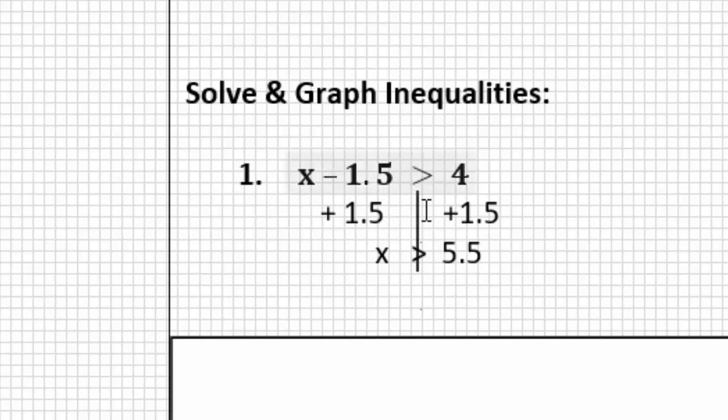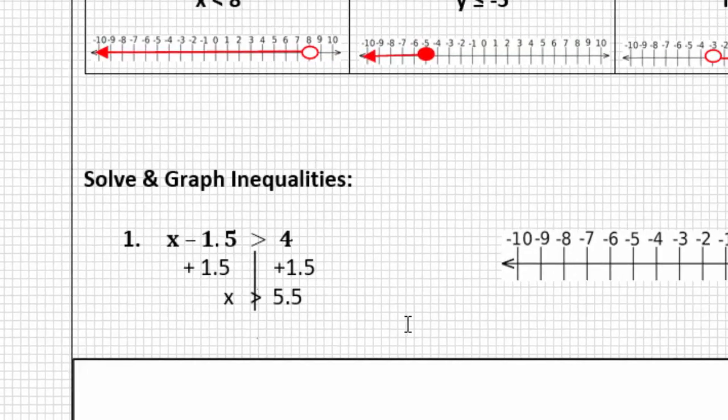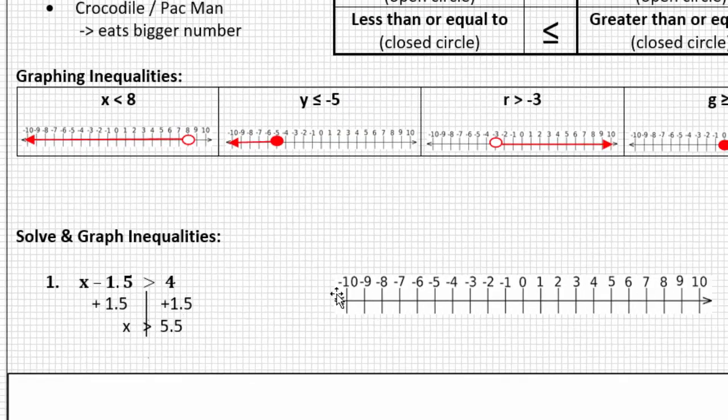So we are keeping, notice just like we keep the equal sign, here we're keeping the greater than symbol, and x is greater than 5½. Let's go ahead and graph that. Here, make sure you have a number line, and then graph what the solution x is greater than 5½ looks like on the number line.